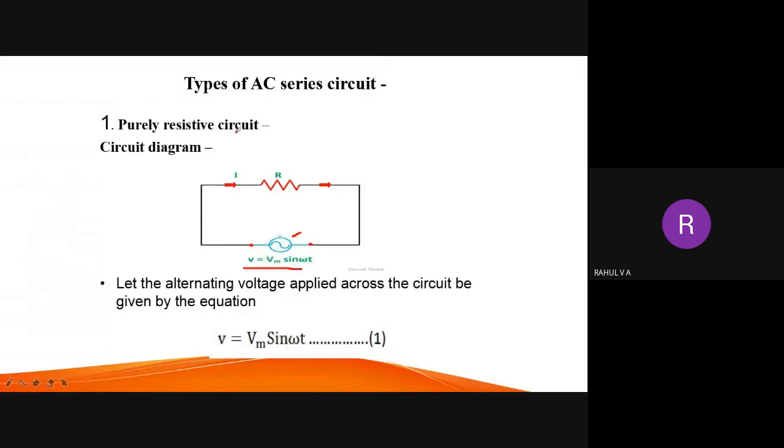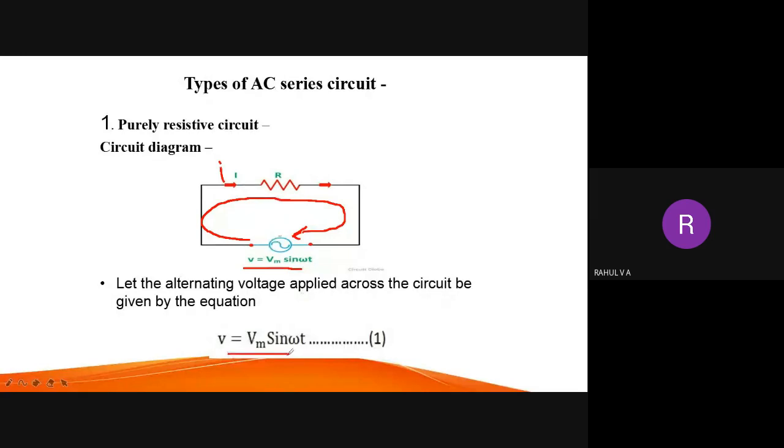So this is the circuit diagram. There is an AC source, and a resistor is connected across it. So current will flow in this manner. There is no other path for the current to flow. I am denoting that current as I. Let the alternating voltage applied across the circuit be given by the equation V is equal to Vm sin omega t.